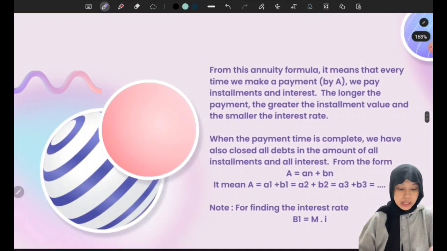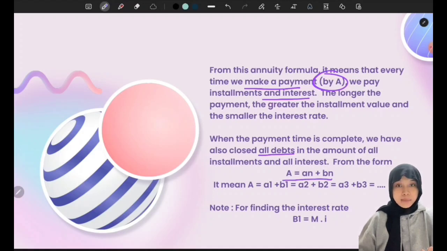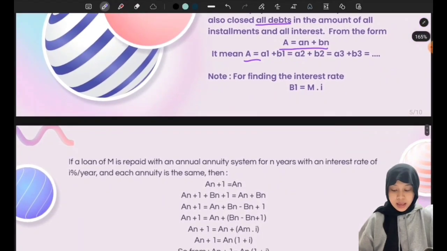From this annuity formula, it means that every time we make a payment A, we pay installment and interest. The longer the payment, the greater the installment value and the smaller the interest. When the payment time is complete, we have also paid all debts, in the amount of all installments and all interest. From the form A equals An plus Bn, it means A equals A1 plus B1 equals A2 plus B2 equals A3 plus B3, and etc. Note, for finding the interest, B1 equals M times i.